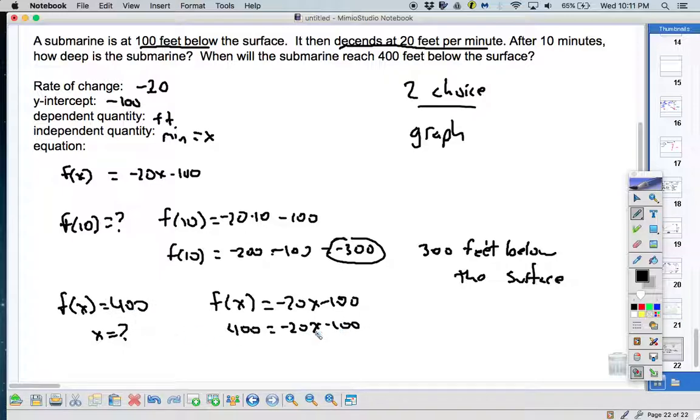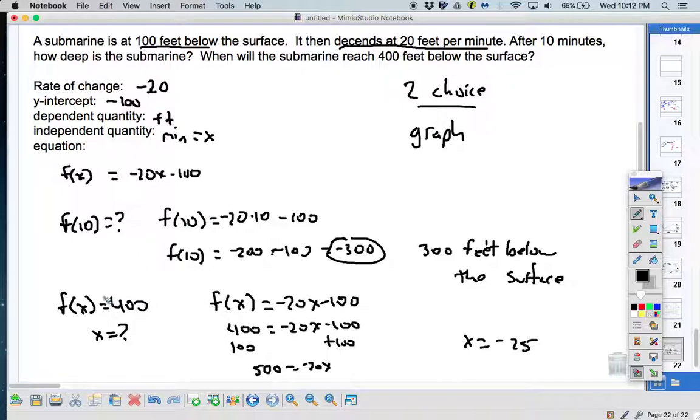Well, this is just a two-step equation. You know how to solve these too. So let's go ahead and solve it. You're going to first add 100 to both sides, so you end up with 500 is equal to negative 20x. And then you're going to divide both sides by negative 20. So x is going to be negative because there's two negatives. And then 500 divided by 20, you can take off one of the zeros. 50 divided by 2 is going to be 25. So it says it's going to be negative 25 seconds.